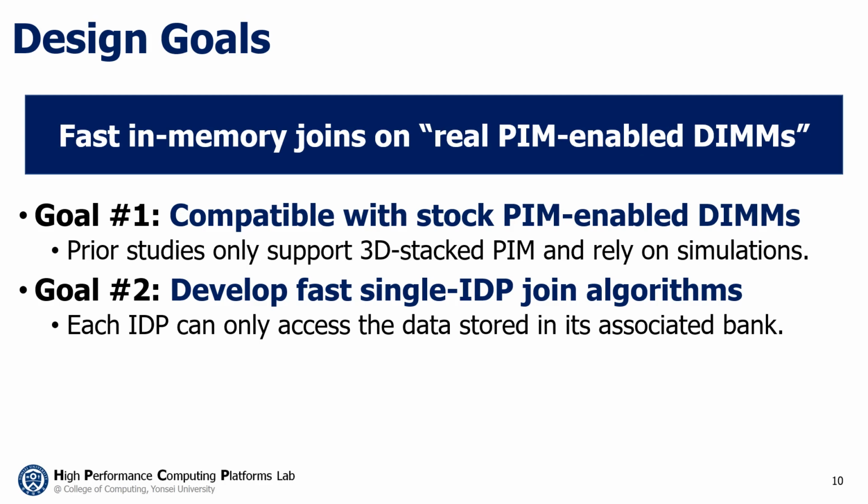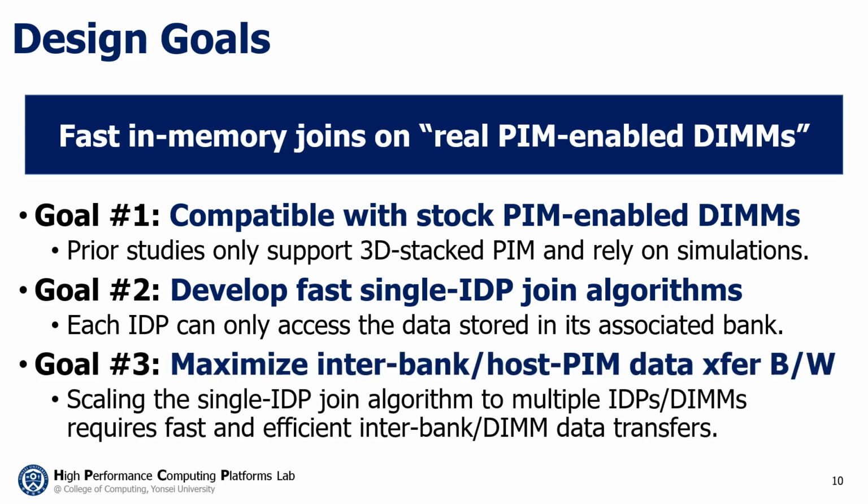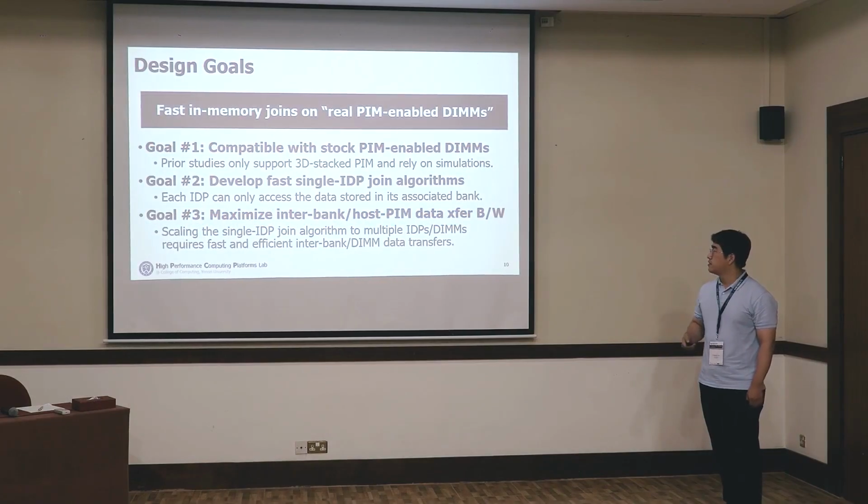This is because each IDP can access the data stored in the associated bank only. And third, maximizing inter-bank data transfer bandwidth is crucial, because scaling the single IDP-Join to multiple DIMMs and IDPs requires a fast inter-bank communication method and bandwidth.